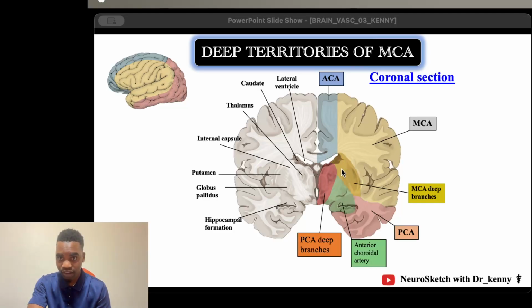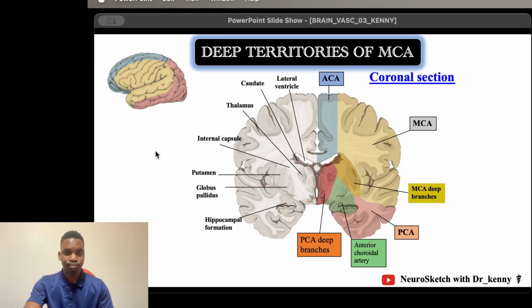And you know that we'll have the caudate nucleus somewhere around here. We have the internal capsule here, and we have the lentiform nucleus somewhere around here. So the middle cerebral artery will supply all of those parts.